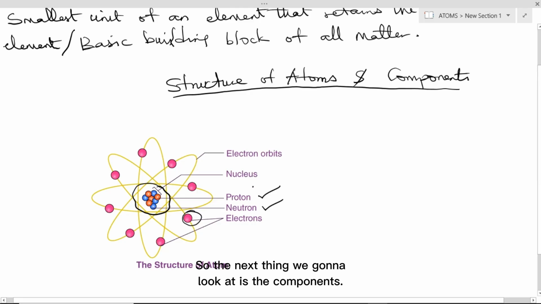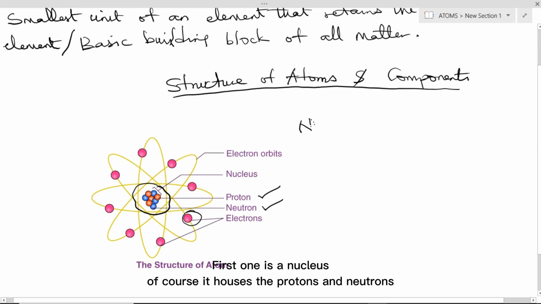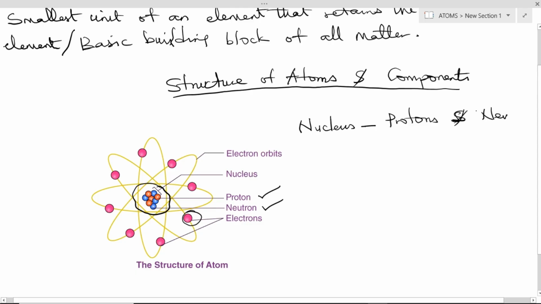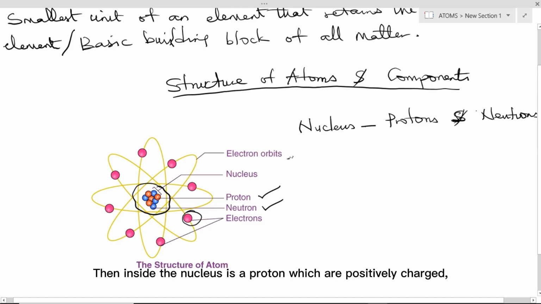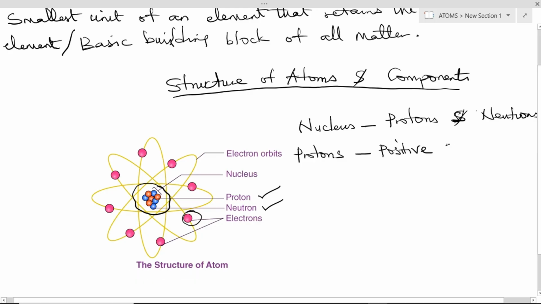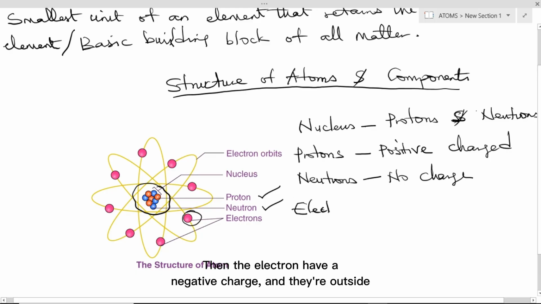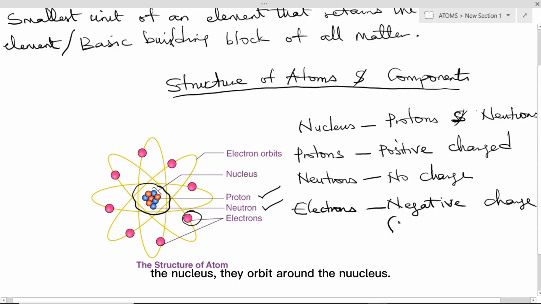So the next thing we're going to look at is the components, each of them one by one. First one is the nucleus, because it houses the protons. Then inside the nucleus are the protons, which are positively charged, and the neutrons, which have no charge. Then the electrons have a negative charge, and they are outside the nucleus, around the nucleus.